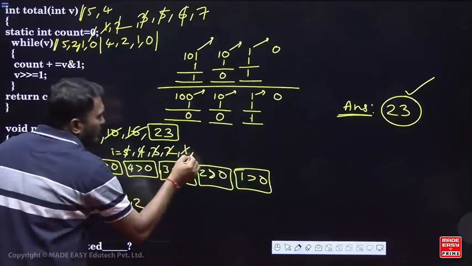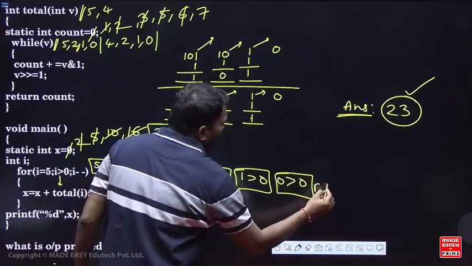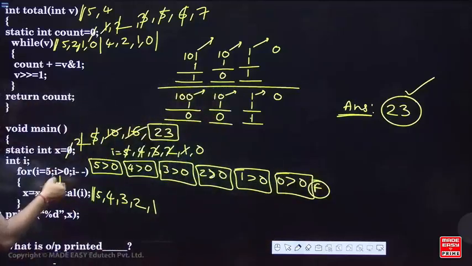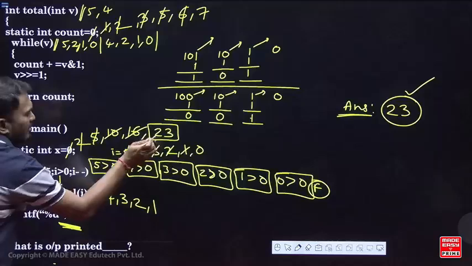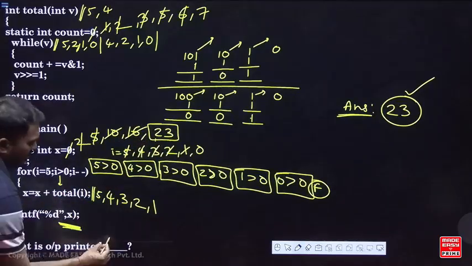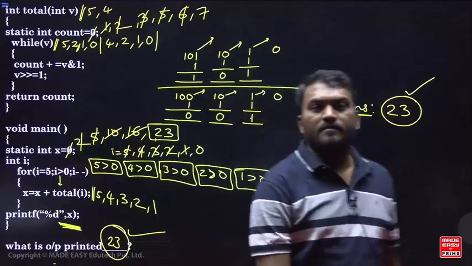Next what happens? The i value will decrement. I value becomes 0. Now tell me, 0 greater than 0, true or false? False. When this condition is false, you come out of the for loop and print percentage d x. Now tell me what is the X value? 23. So 23 will be printed on the screen. This is how you need to solve.